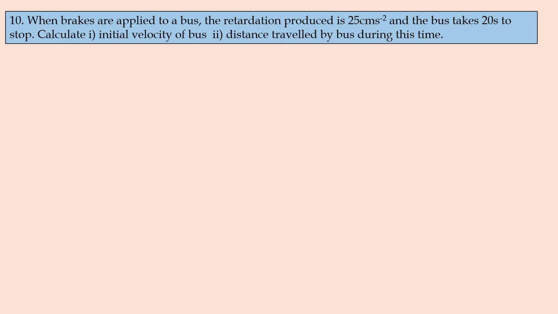Question number 10, when brakes are applied to a bus, the retardation produced is 25 centimeter per second square and the bus takes 20 seconds to stop. Calculate initial velocity first and second is distance travelled by the bus during this time.